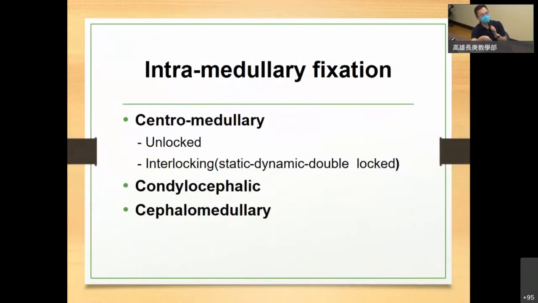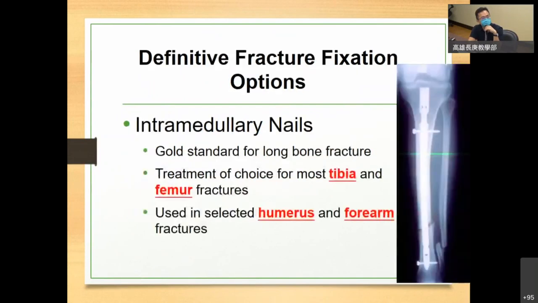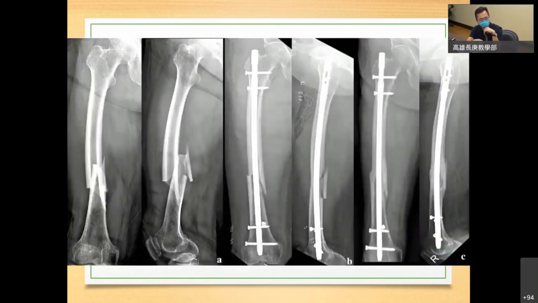And for long bone fractures, we always use intramedullary fixation. There are three kinds: the first is centromedullary, another is condylocephalic, and another is cephalomedullary. Currently, the gold standard for long bone fractures is intramedullary nails, like for tibia fractures or femur fractures, or sometimes humerus or forearm fractures.